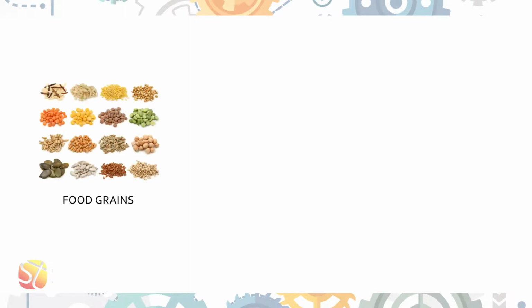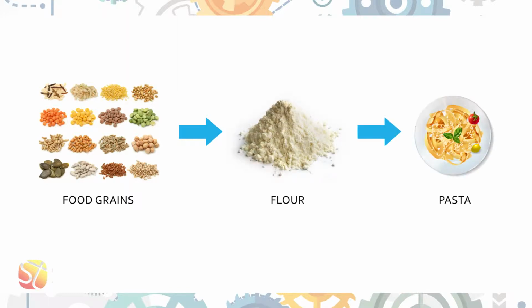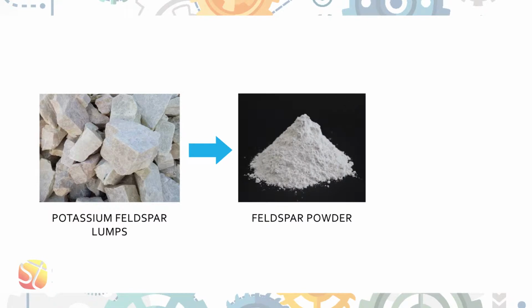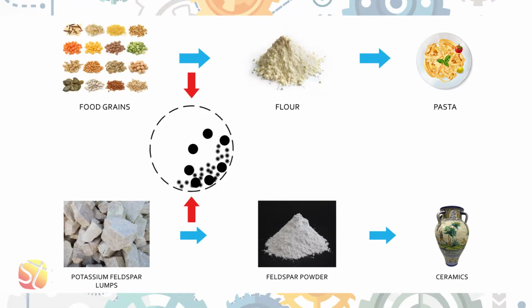Such use of rotational motion principles in milling machines is important to induce material breakage or size reduction. This is widely used even in other industry applications. For example, in milling food grains to reduce its size to form flour, which is later processed to produce pasta. Another example, in milling potassium feldspar lumps to reduce its size to form feldspar powder, which is later processed to produce our very own ceramics. These initial steps require milling machines.